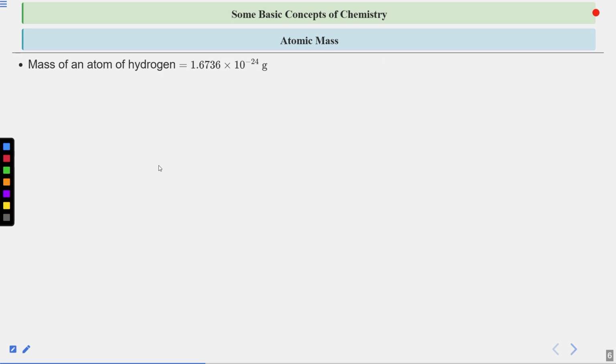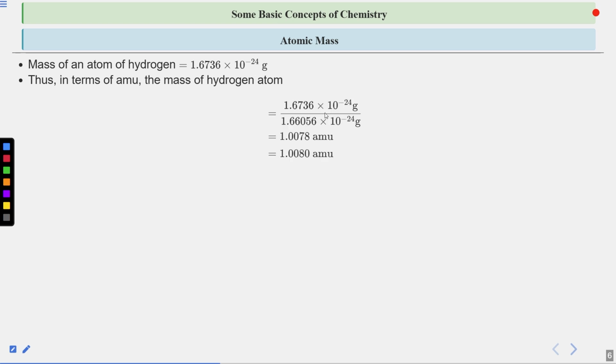Now, we know with the help of spectroscopic methods that the mass of one hydrogen atom is 1.6736 × 10^-24 gram. So how will we calculate the atomic mass for the hydrogen atom? It's very simple. We know that the mass of one atomic mass unit is this much. Using a simple unit conversion, we can divide the mass of the hydrogen atom by this value to get the mass of the hydrogen atom in terms of AMU. It's very simple, right?